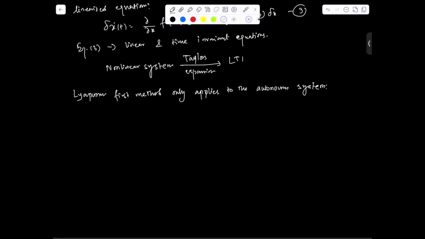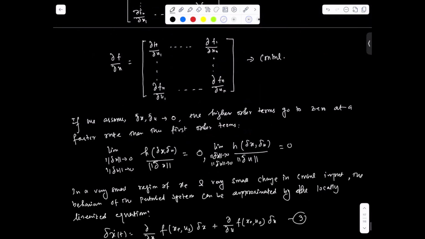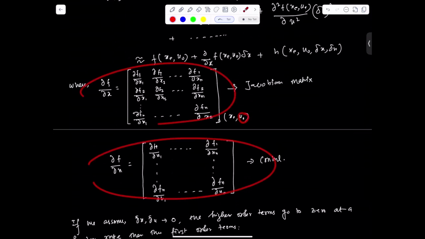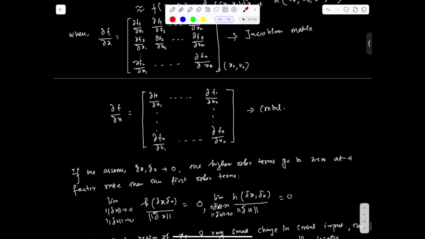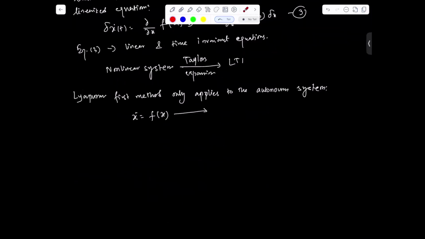So we can write x dot equal to f of x. Here we are not going to consider the control in the system, only how, if the system is nonlinear, we can get the linear form. This is already done. For this case, we will not have this term. This Jacobian matrix will have only this part, and u naught will not be there. So it is easy to get the linear system for this autonomous system.